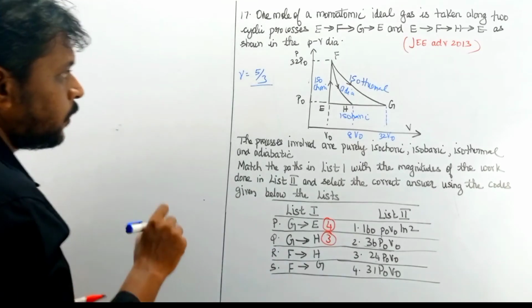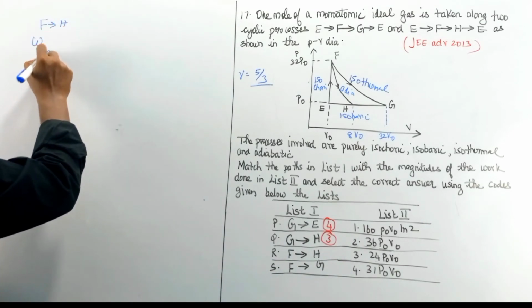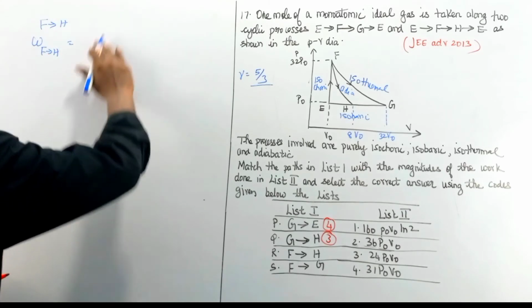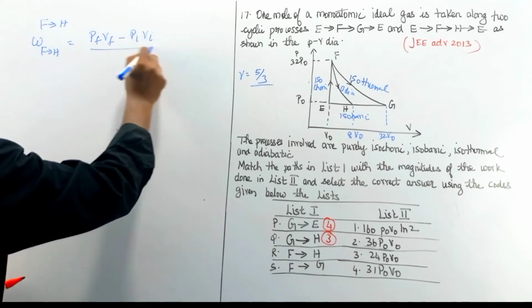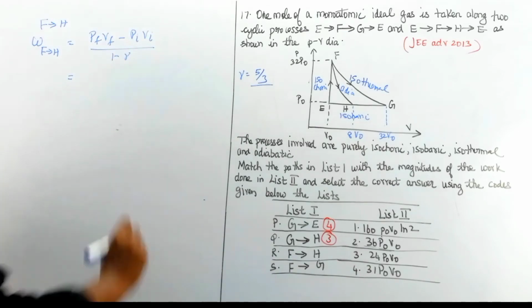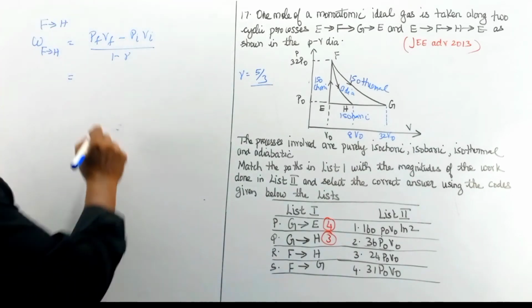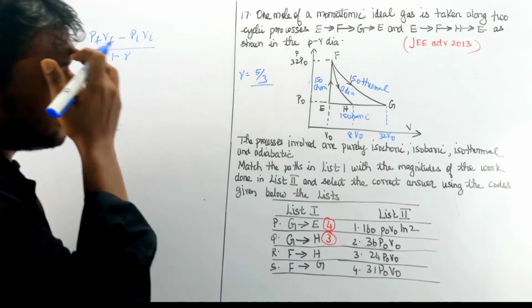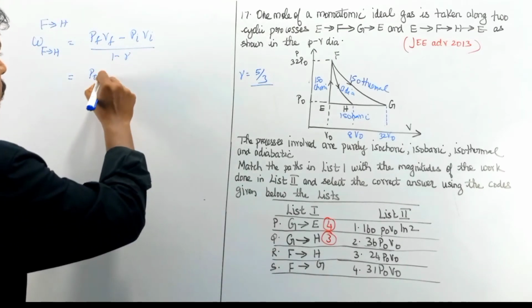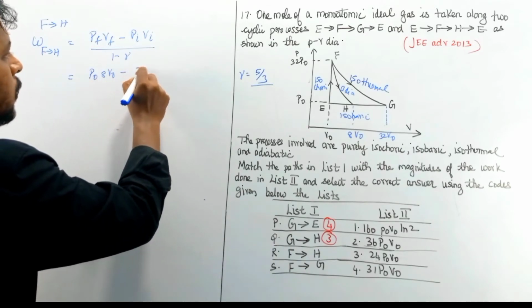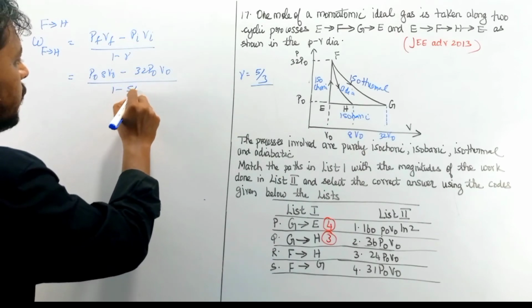Now next F to H, an adiabatic process. You know that the work done F to H will be equal to final pressure times final volume minus initial pressure times initial volume, divided by 1 minus gamma. So here the final pressure, that is what we have for F to H, is P0. So P0 into 8 V0 minus 32 P0 into V0. So this is divided by 1 minus 5 by 3.